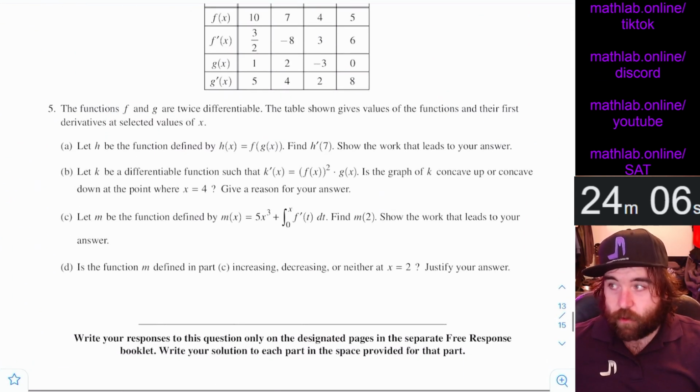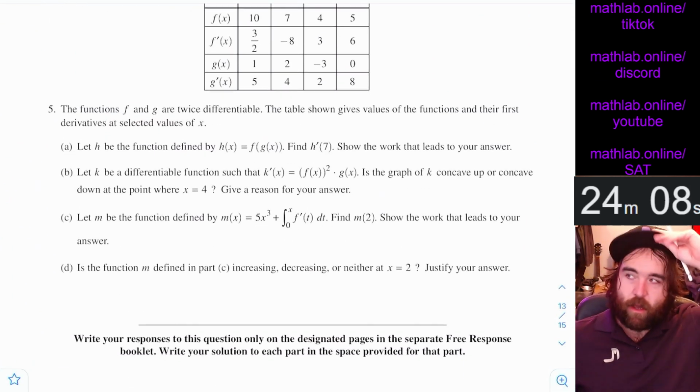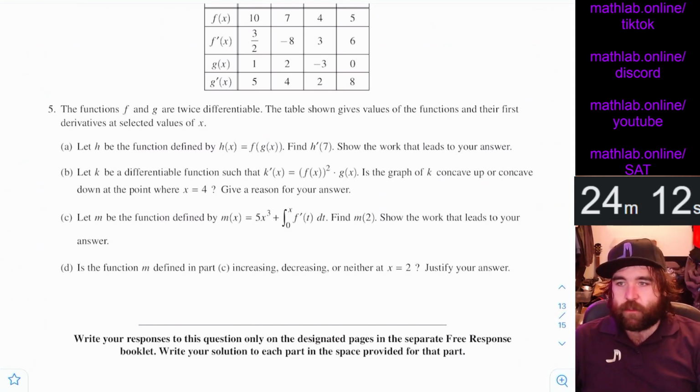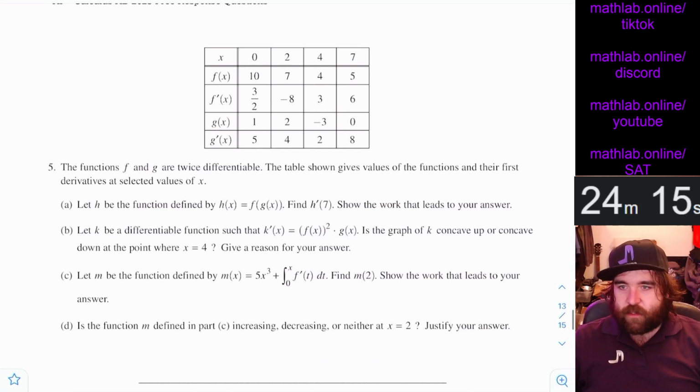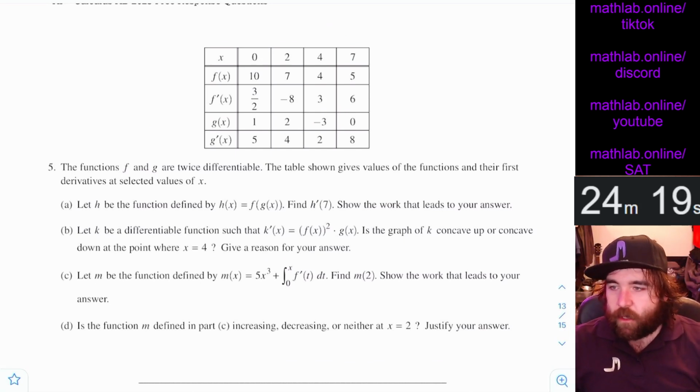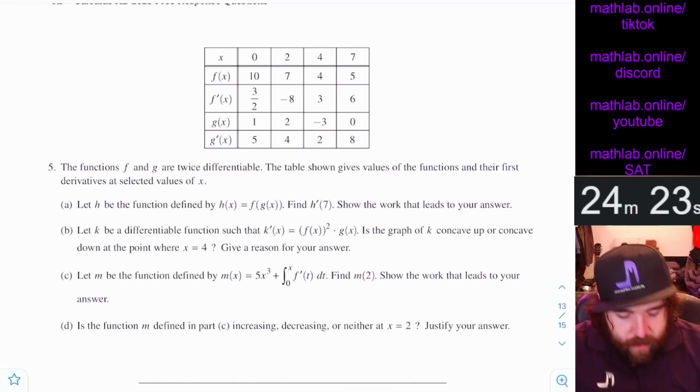5. Good timing now. The functions f and g are twice differentiable. Okay, they show us one of them. The table shown gives the values of the functions and their first derivatives at selected points. Let h be the function f of g of x. Find h prime of 7.